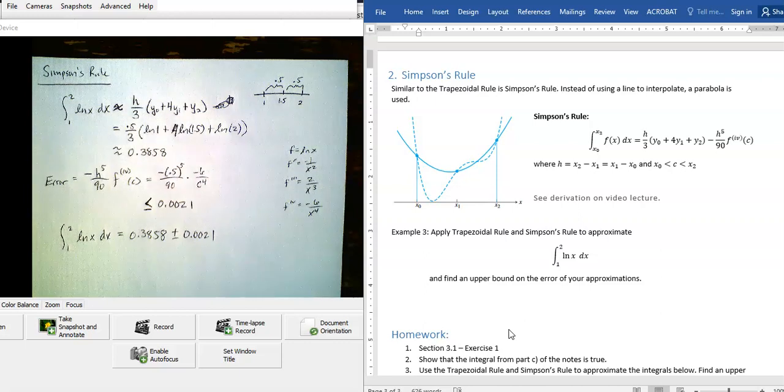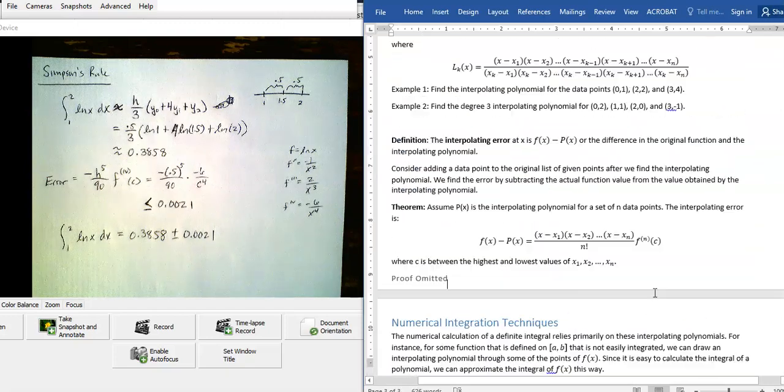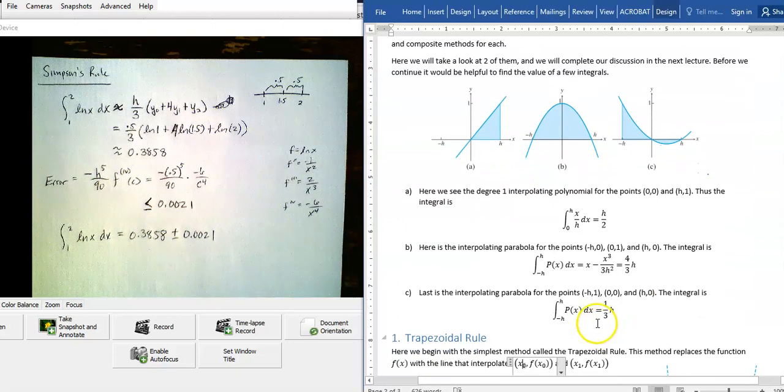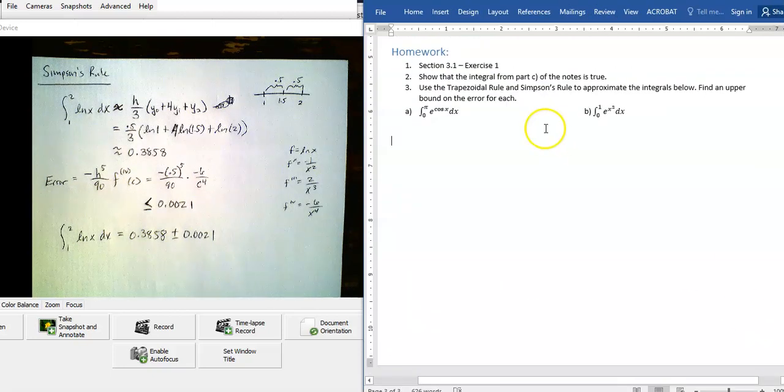All right, so you should now be able to do the homework exercises for this section. Here we have one exercise coming from section 3.1. Exercise 2 is to show that the integral from part C of our notes was true. That's this guy. Show that this is true based off of this graph there. And then last, using the trapezoidal and Simpson's rule, like we've just done, approximate these antiderivatives. If you have any questions, please feel free to email them to me.